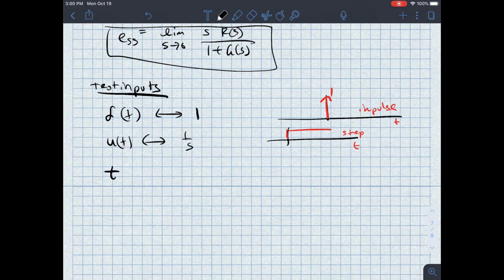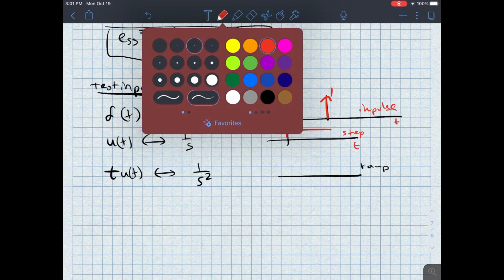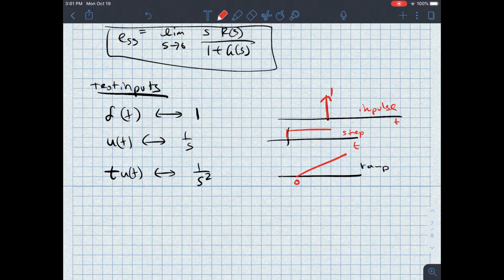Next I have t u of t. This is what's called a ramp. It transforms to 1 over s squared. So this is a ramp. The way that that's going to look is that it turns on at t equal to 0, and it increases linearly with time. And then the last form is t squared over 2 u of t, which transforms to 1 over s cubed. This is a system which, in the time domain, looks parabolic. So this is t squared over 2.